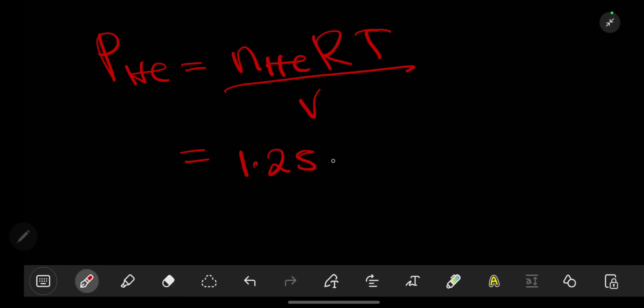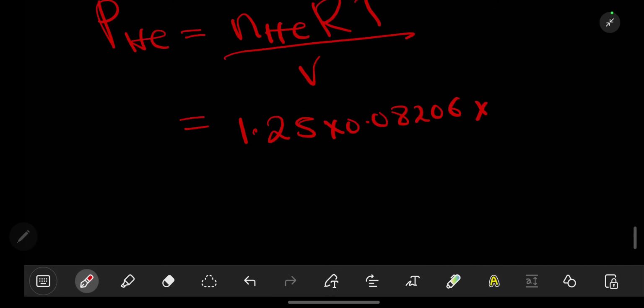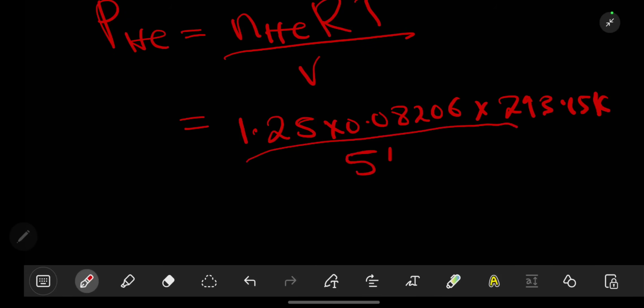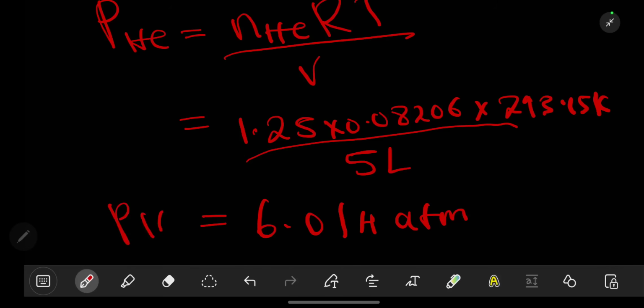1.25, times our R, which is 0.08206, times our temperature, which is equal to 293.15 kelvins, divided by the volume, which is our 5 liters. So we are going to have 1.25 times 0.08206 times 293.15. This is going to give us a value, divided by 5. This is going to give us 6.014 atmospheres. So this is the partial pressure.